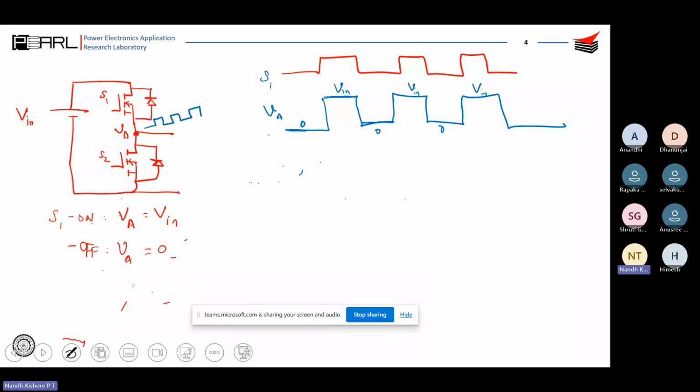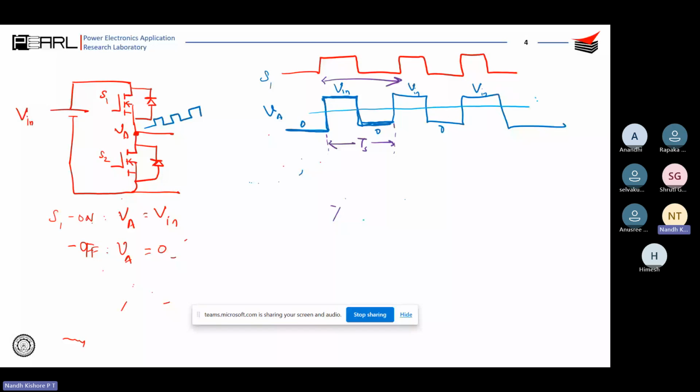So this can be approximated like a square wave. Over one switching cycle or one period, let me call this TS, that is one period of on off of S1, from here to here. Over one period, for a particular time you get Vin, and for a particular time you get 0. If you average it out, you might get an average value something like this, and I'm calling this V naught.